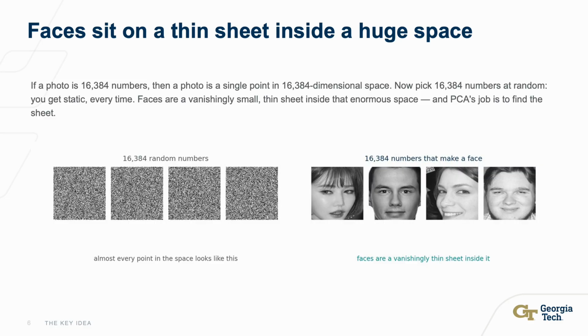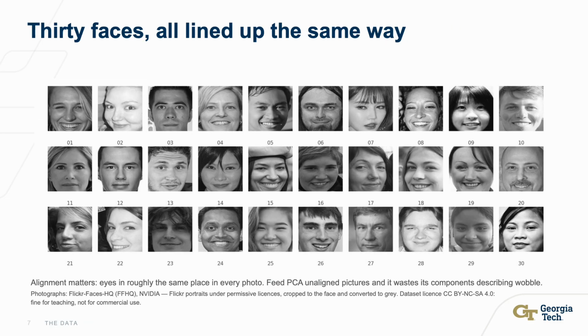It is worth putting a number on that rarity. 16,000 pixels, each one with 256 possible values, gives more possible images than there are atoms in the observable universe, many times over. Essentially, all of them are static. A face occupies a region so small that if you could see the whole space, you would never find it by looking.